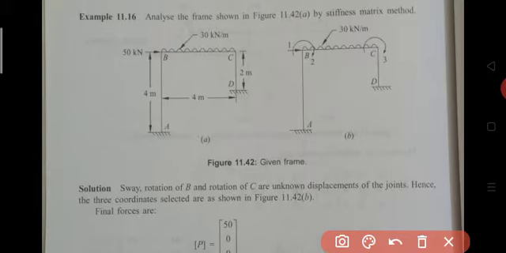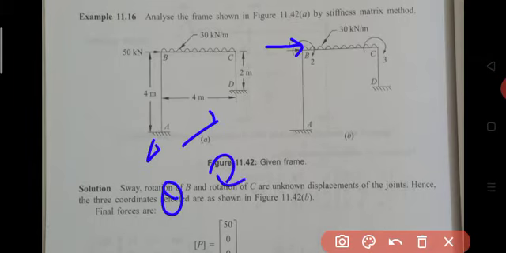What is our second step? Our second step is that we need to assign one coordinate for each displacement direction. We know the degree of freedom is equal to 3. One is a horizontal translation, for which the corresponding coordinate will be a force coordinate. Displacement means we apply a force, and rotation means you apply a moment coordinate.